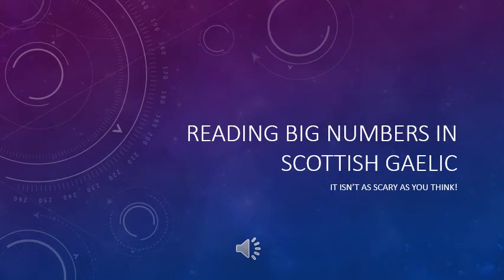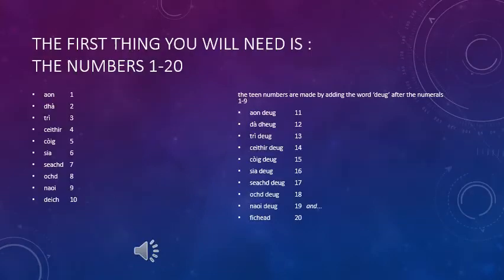Reading big numbers in Scottish Gaelic. It isn't as scary as you think. The first thing you will need is the numbers 1 to 20. We'll start off with the numbers 1 to 10.